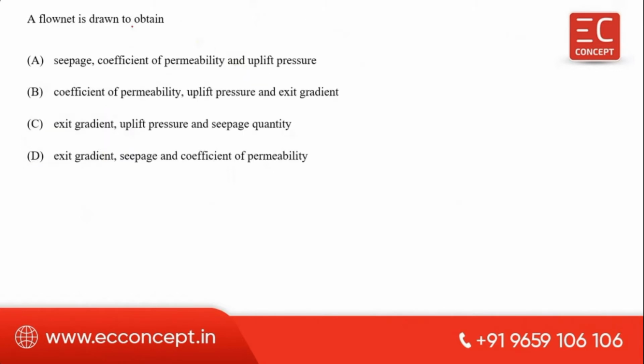Next one. The flow net is drawn to obtain. This is the data, and this is the application of flow net. In that, you can use it for the exit gradient, uplift pressure, seepage quantity. The flow net is not used for calculating the coefficient of permeability. In all three cases, there was a statement about the coefficient of permeability. Actually, the coefficient of permeability we will not calculate from the flow net. Therefore, option C is correct.